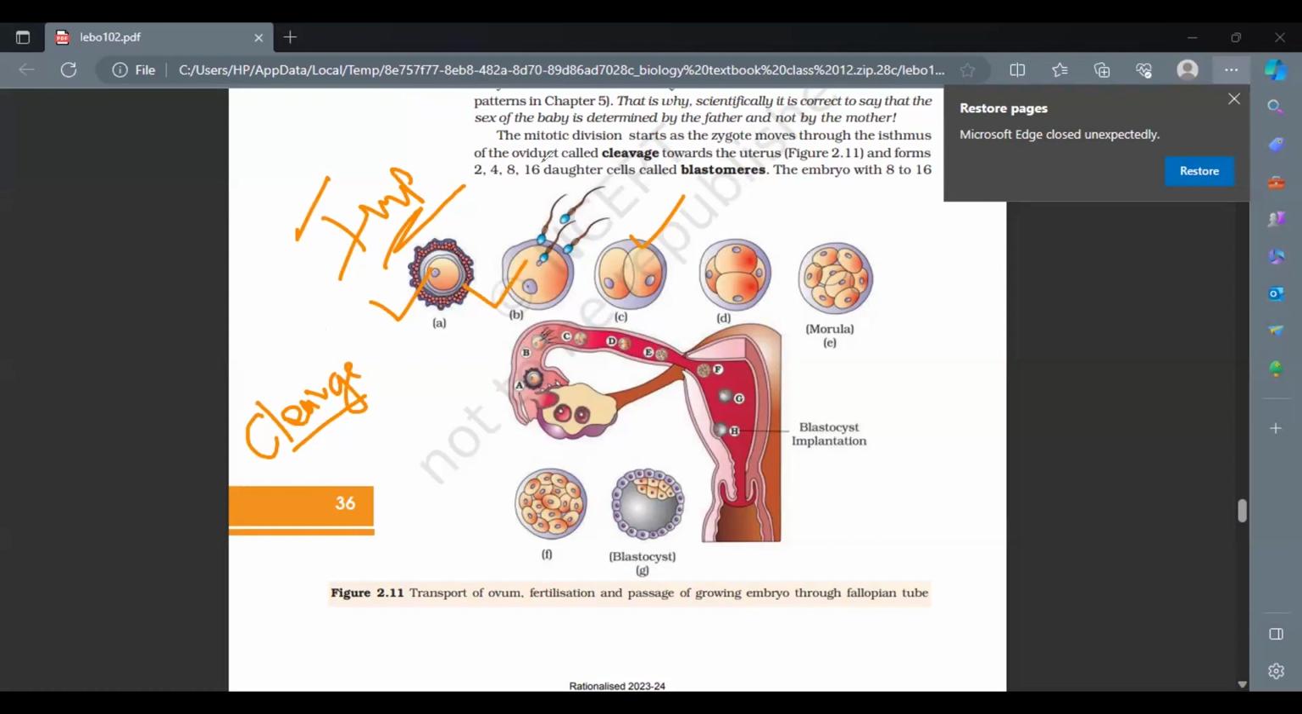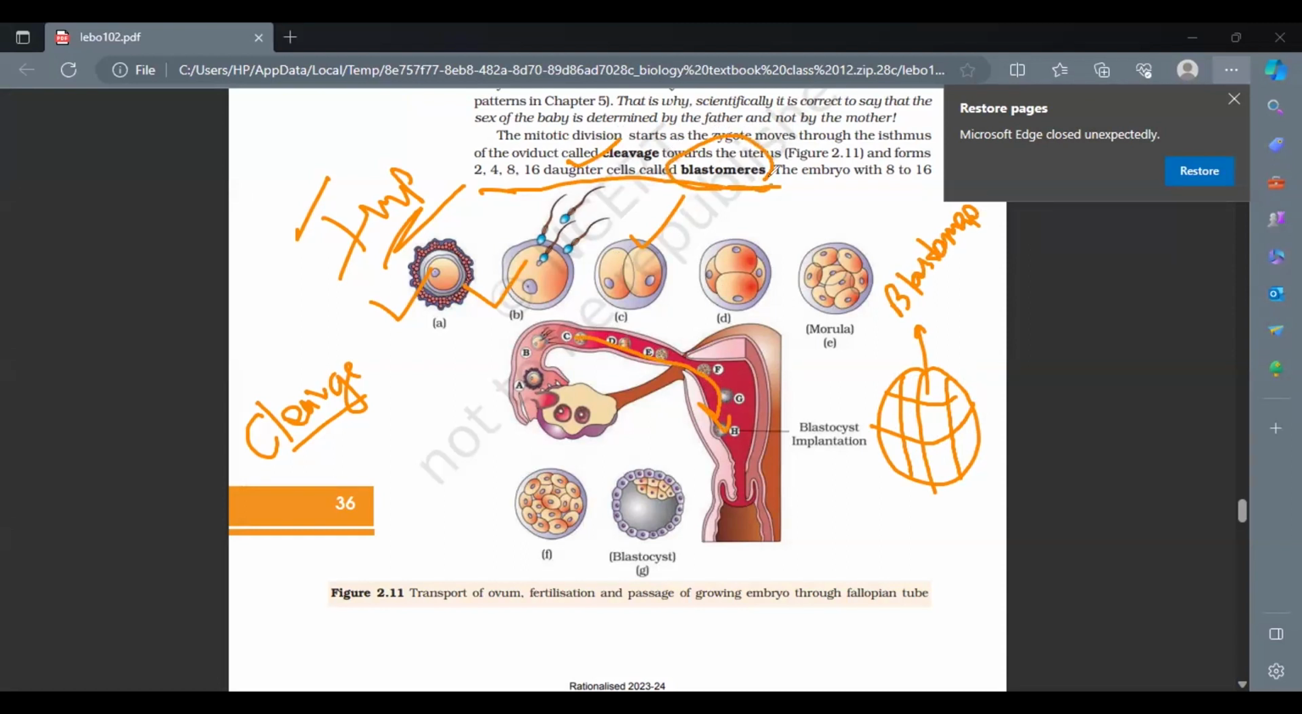And it forms a number of daughter cells like 2, 4, 8, 16 daughter cells. All of these daughter cells are being formed. The size remains the same, but it only keeps on dividing. Every cell is known as a blastomere. Remember the term. As and when the zygote is moving from the isthmus region, reaching towards the uterus, it is dividing. And what is that division known as? It's known as the cleavage. Through the division, different numbers of daughter cells are formed, and these daughter cells are called blastomeres.